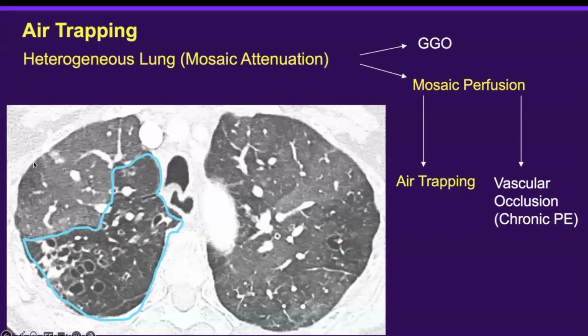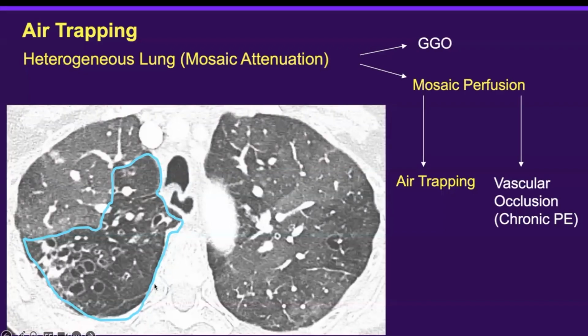So let's discuss air trapping, which is a sign of small airways disease and appears as heterogeneous lung, also termed mosaic attenuation. And this pattern can be formed by air trapping, which creates mosaic perfusion, along with vascular occlusive processes, or ground glass opacity.